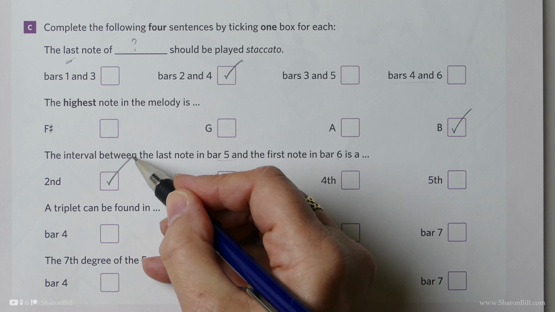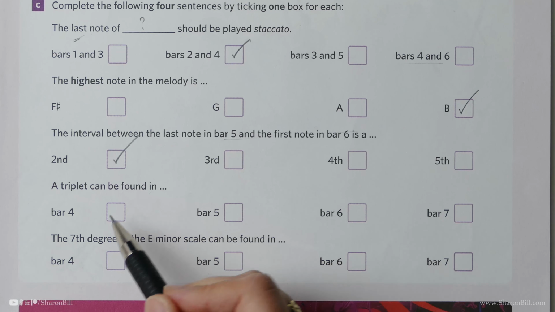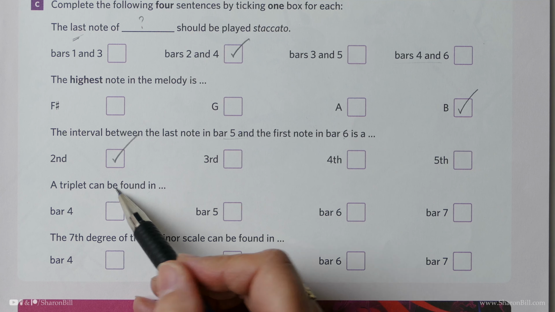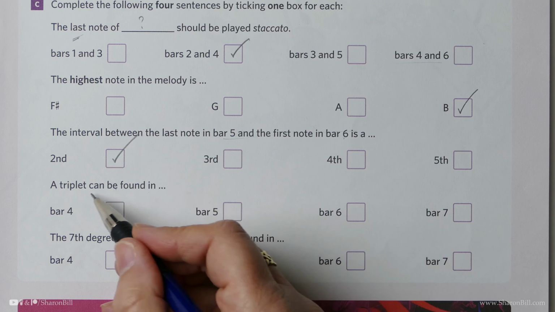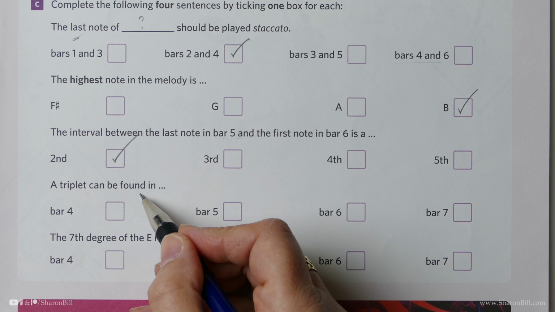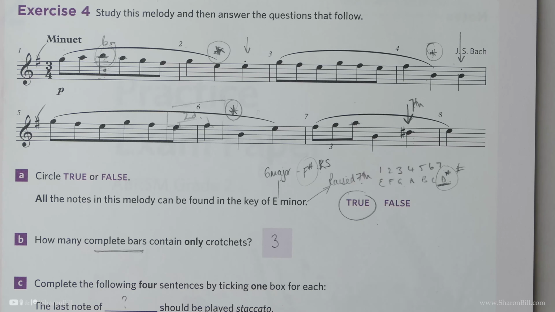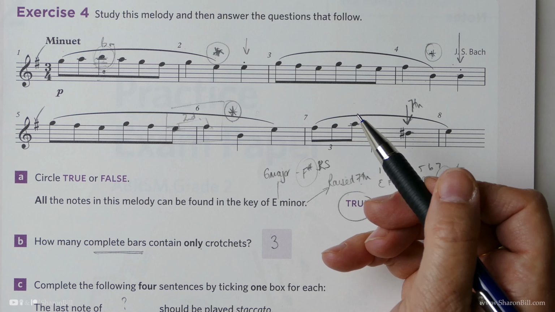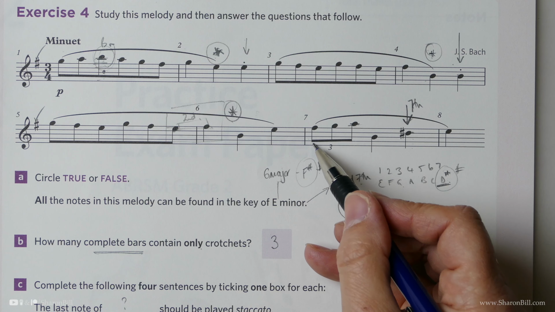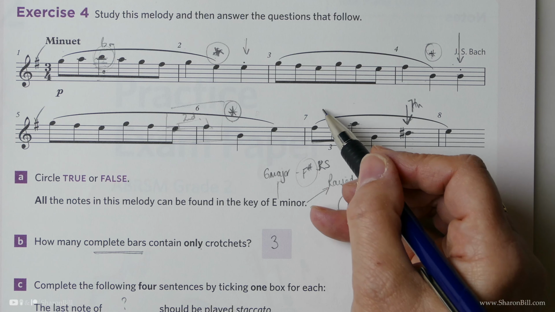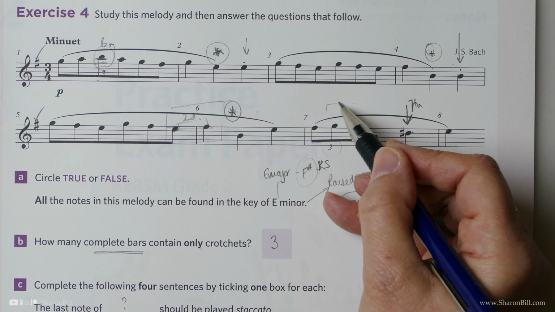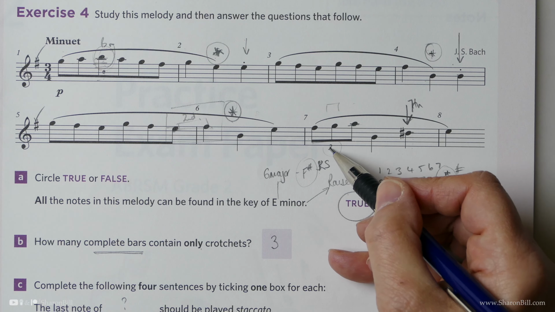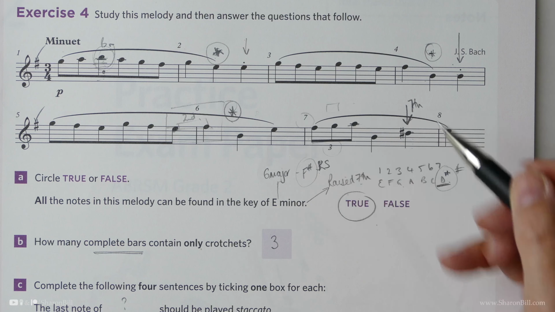So that's that. Now, where can we see an example of a triplet? A triplet is where we've got 3 in the time of 2, shown with a little number 3 between the 3 beats. So here we have 3 quaver beats, which means 3 in the time of 2 quaver beats, and we can see that that's bar 7.